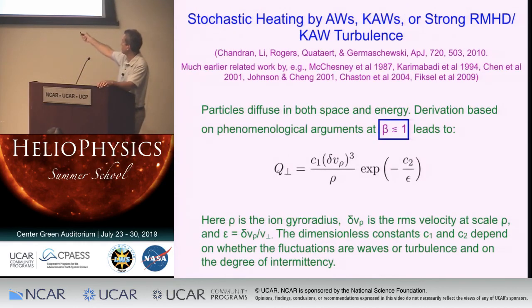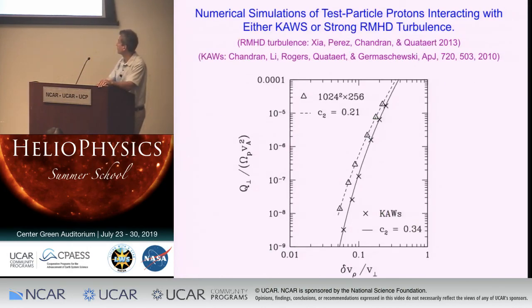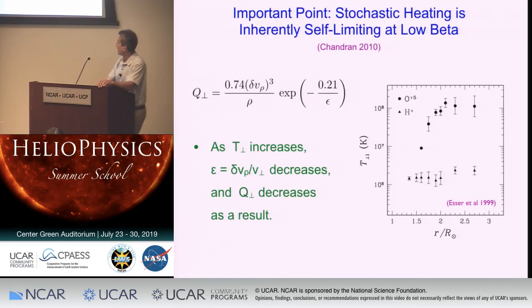There are a couple parameters in our formula which are not universal. They depend upon the nature of the fluctuations. Are they waves? Are they turbulence? But the form looks about right. And there's something more interesting, which is that the basic concept of stochastic heating seems to explain this plot exceedingly well. And this is probably the last thing I'll say before I finish.